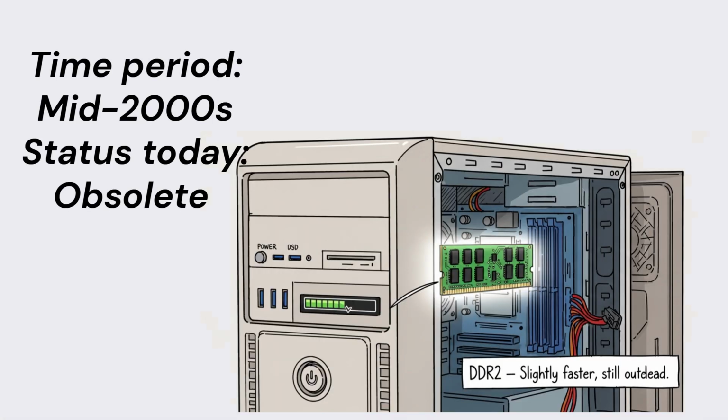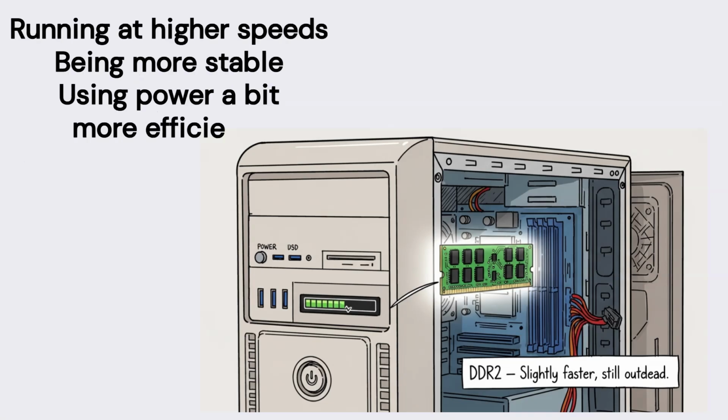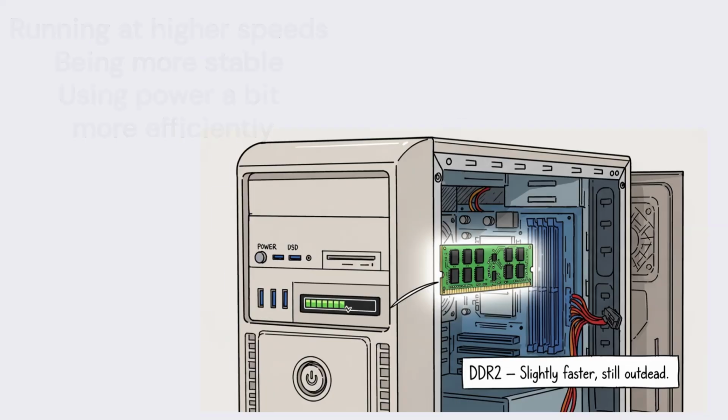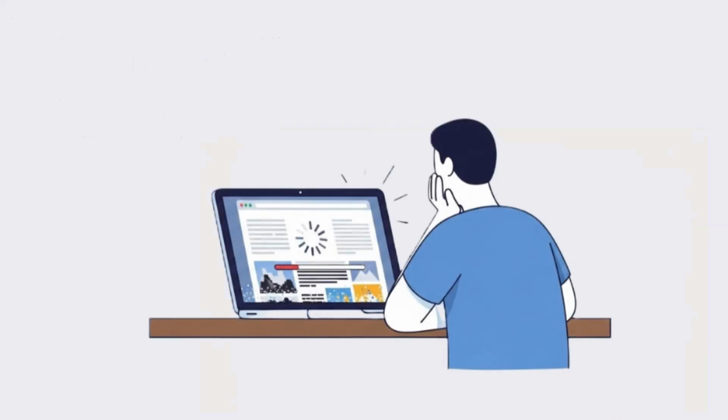DDR2, a small step forward. Time period, mid-2000s. Status today, obsolete. DDR2 improved on DDR1 by running at higher speeds, being more stable, using power a bit more efficiently. However, it also had higher latency and still couldn't handle modern workloads. DDR2 computers struggle even with basic web browsing today. Again, this is legacy tech, not something you should buy or upgrade to.